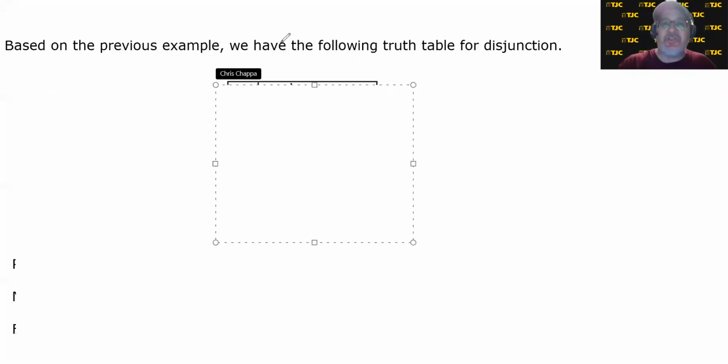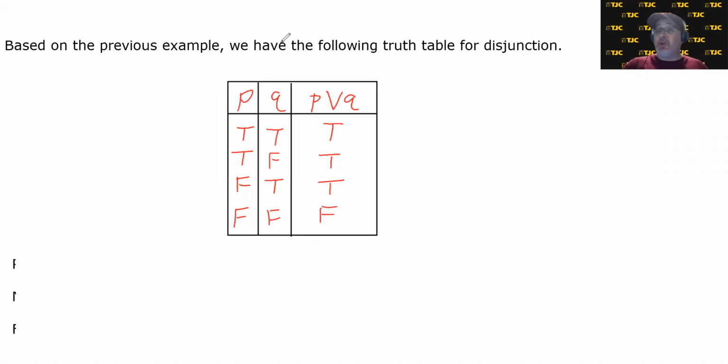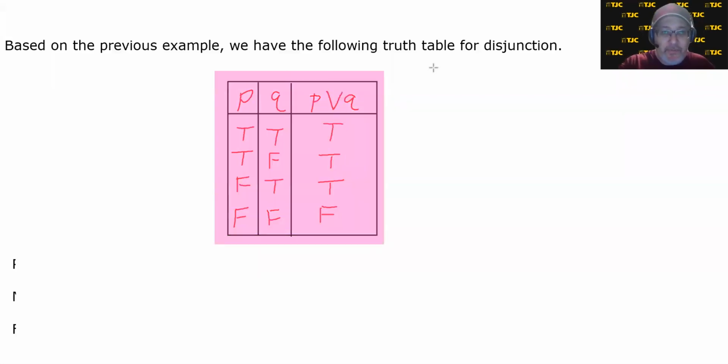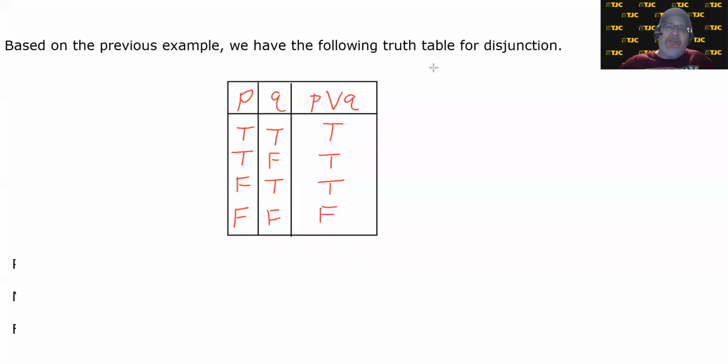So based on the previous example, we have the following truth table for disjunction. This is something you should know. This is something you should understand. Now, if you want to commit it to memory, good luck. Because if you just try to memorize that collection of T's and F's without any rhyme or reason, it's going to be very easy to memorize it incorrectly. But if you want to memorize a table, that's fine.